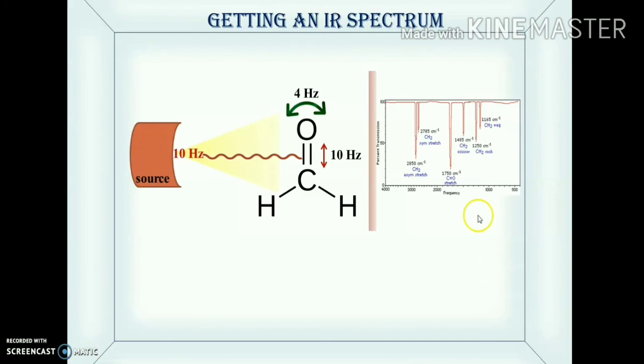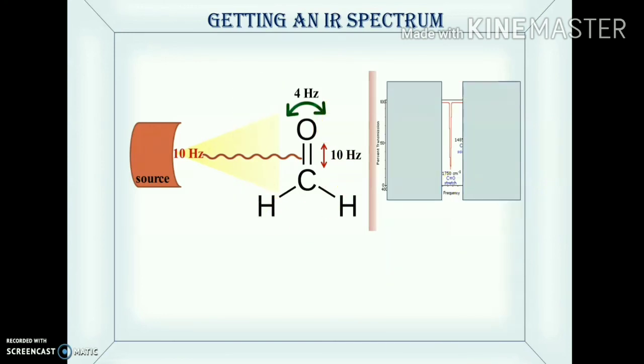Moreover, we were just focusing upon the carbonyl group. So for the carbonyl group in this spectrum, you can see a dip is obtained over here, right, at the wave number of 1750 centimeter inverse. So this dip which we obtain at 1750 centimeter inverse is due to the stretching mode of vibration of the carbonyl group, right?